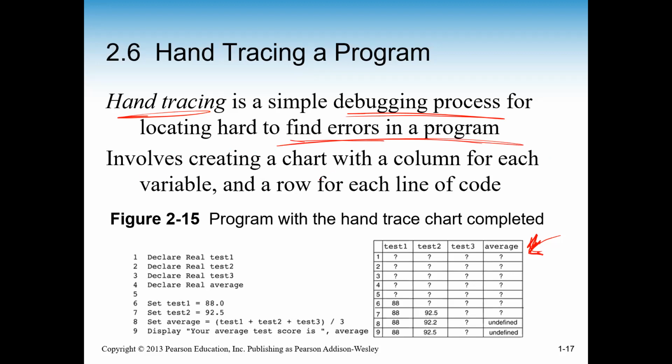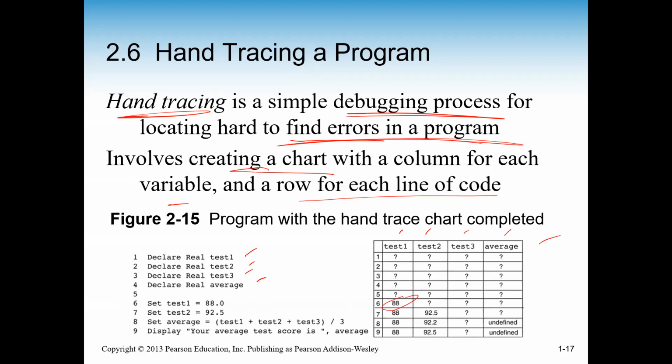It involves creating a chart, or as I said, some informal approach, with a column for each variable and a row for each line of code. You can see here you have 9 lines of code, and then you have all the individual variables: test 1, test 2, test 3, average. And then you're just flowing through the data. So what's happening to the variables? Nothing really happens to the variables until step 6, and on step 6 you assign 88 to the variable. The other ones are not modified.